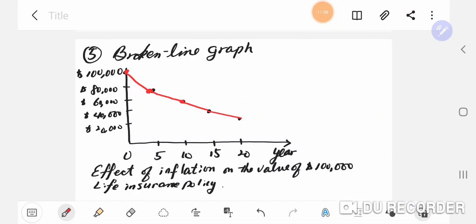So as time passes, the actual value of the previous amount is decreased 5%. This is called a broken line graph. You have data and then connect the data. Once you connect it, the line is broken as you connect to the next point. And finally we can see this one keeps decreasing, right? Keep decreasing.